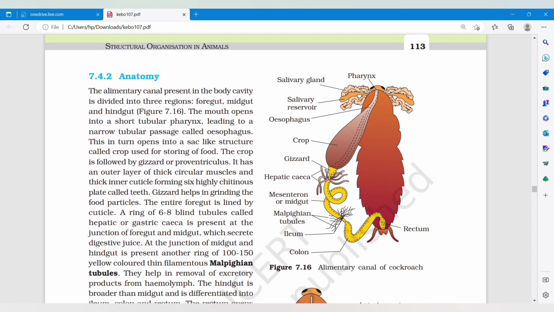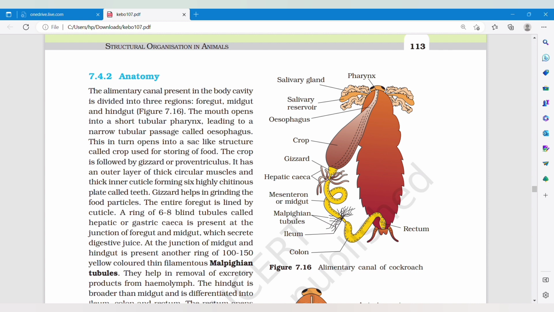Anatomy of cockroach. The alimentary canal present in the body cavity is divided into three regions: foregut, midgut, and hindgut. The mouth opens into a short tubular pharynx leading to a narrow tubular passage called esophagus. This in turn opens into a sac-like structure called crop used for storing food. The crop is followed by gizzard or proventriculus. It has an outer layer of thick circular muscle and thick inner cuticle forming six highly chitinous plates called teeth. Gizzard helps in grinding the food particles.